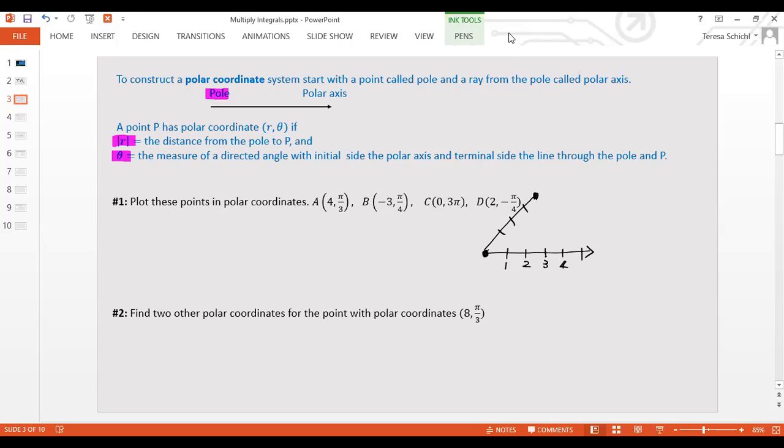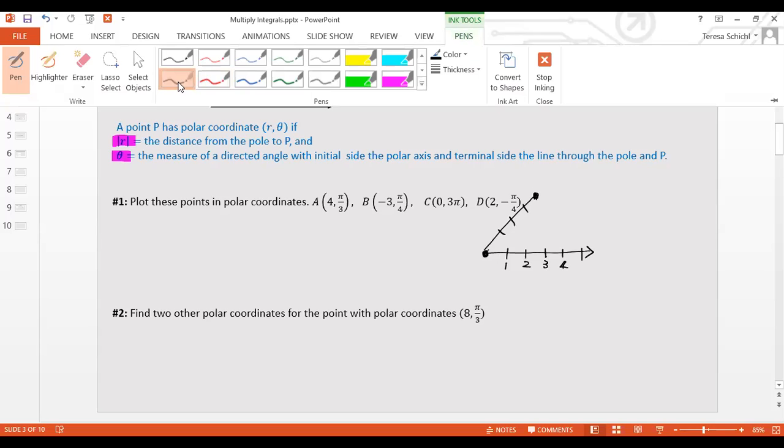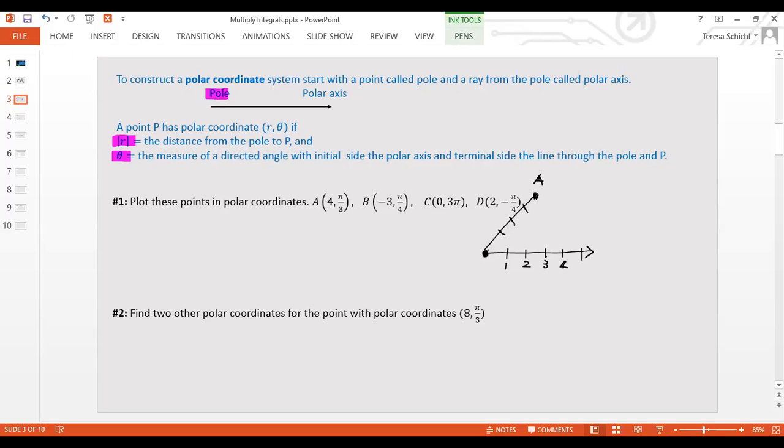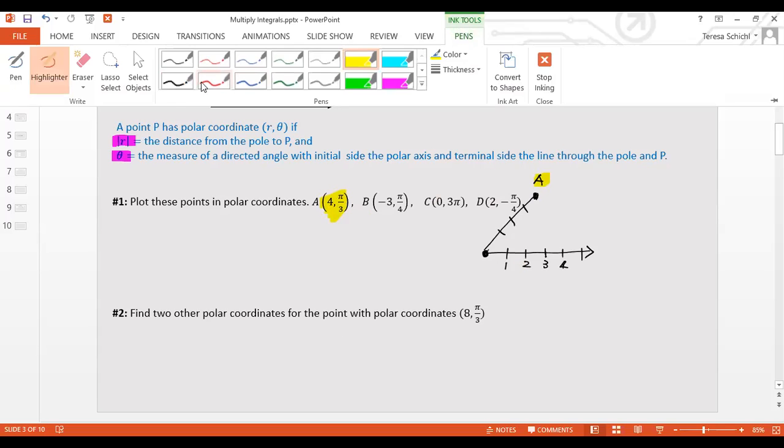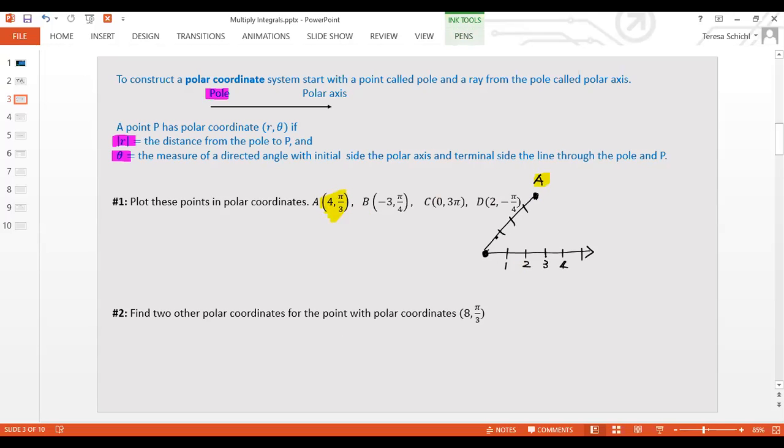So this is my A, right? So this is my point A here. This is 4 and pi over 3. So here you have the 4 lengths, and this here is pi over 3, right? Okay. Now the B, let's take a look at B.